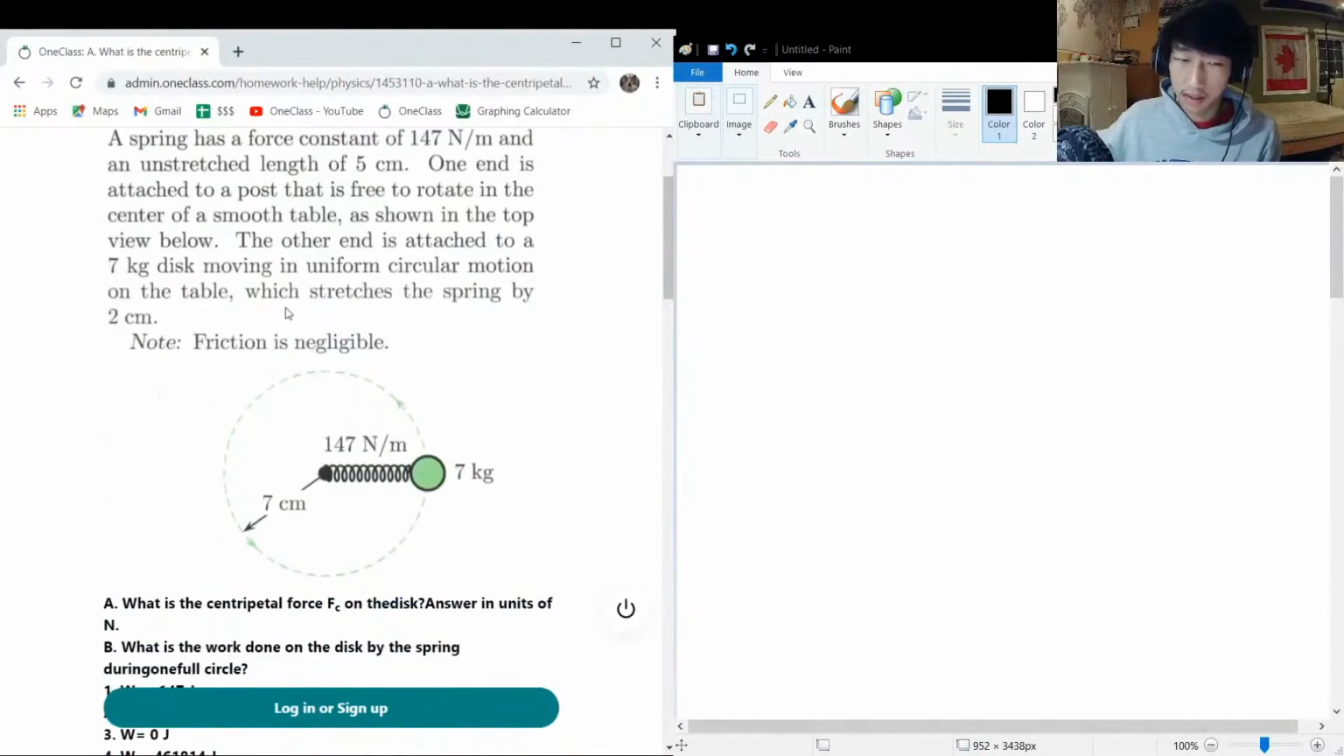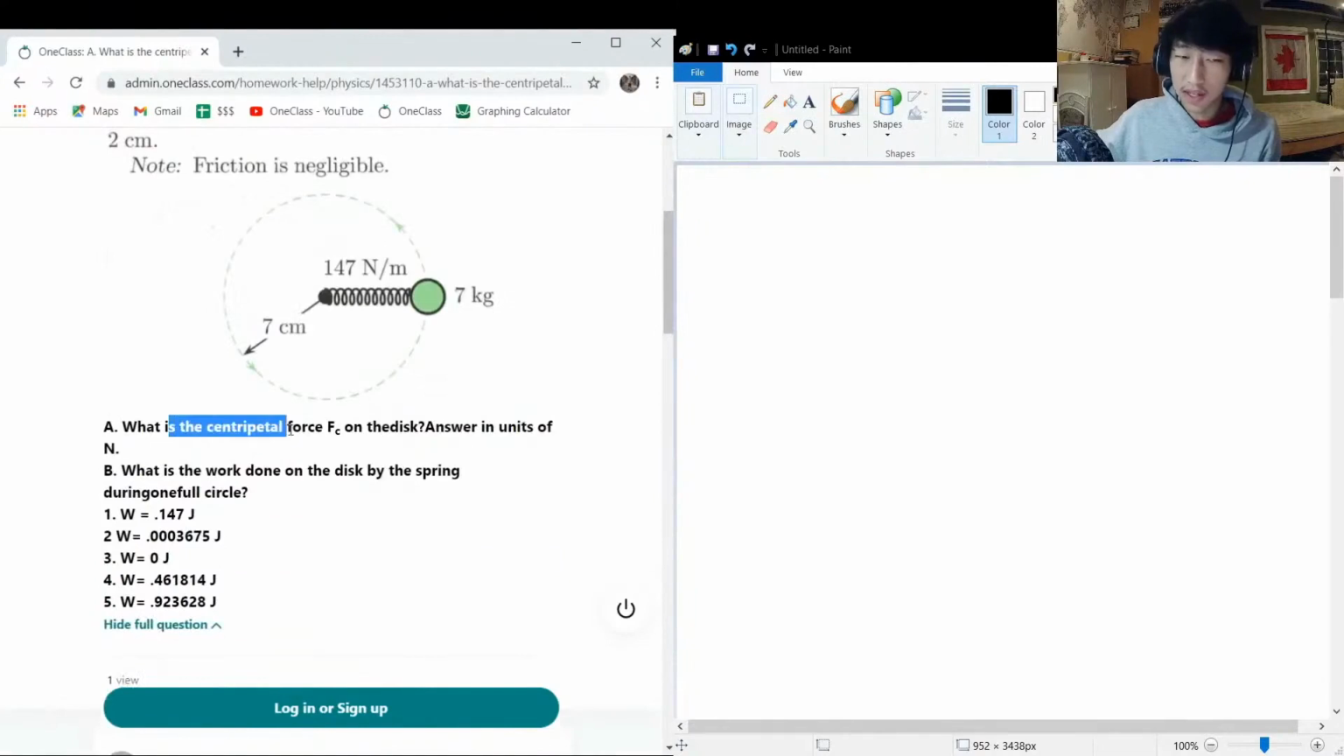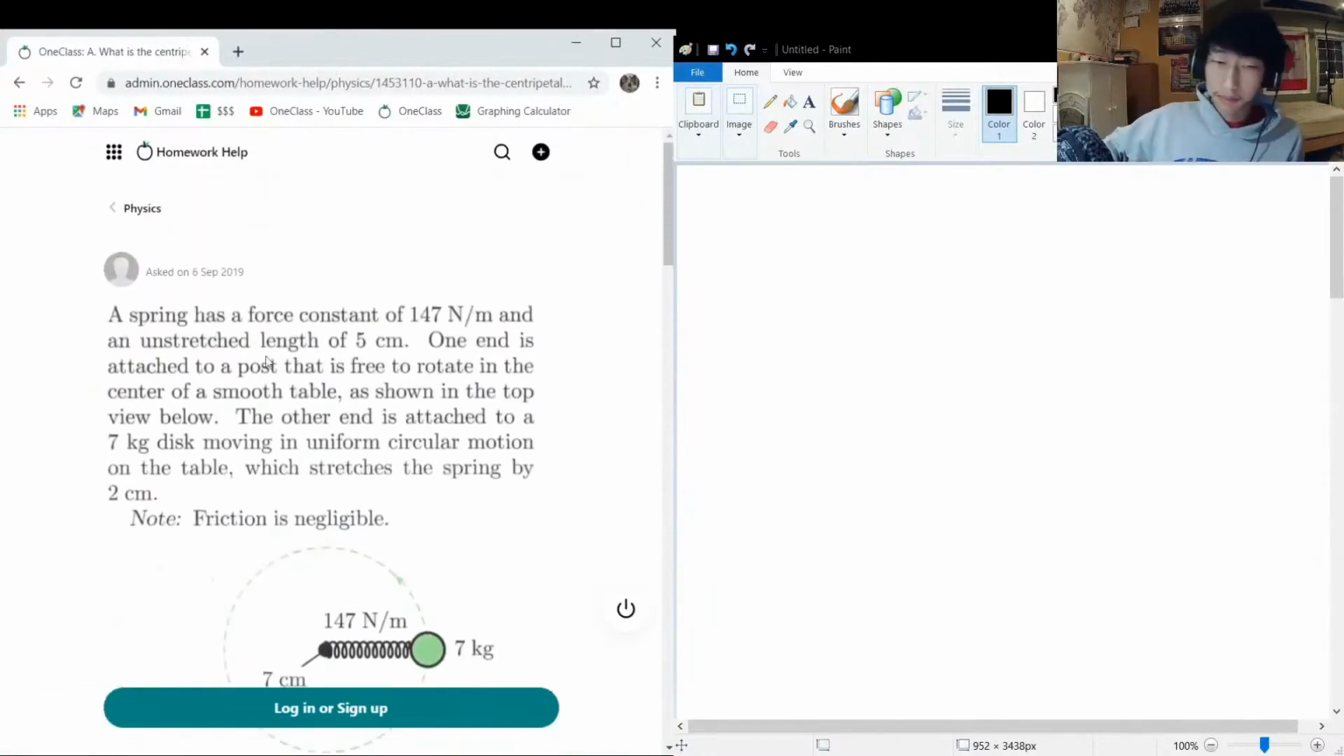There's no friction, so that's nice. The first question is asking us, what is the centripetal force of the disc? Answer in newtons. And what is the work done on the disc by the spring during one full circle? Okay, so let's go back to the question and extract our information of interest.